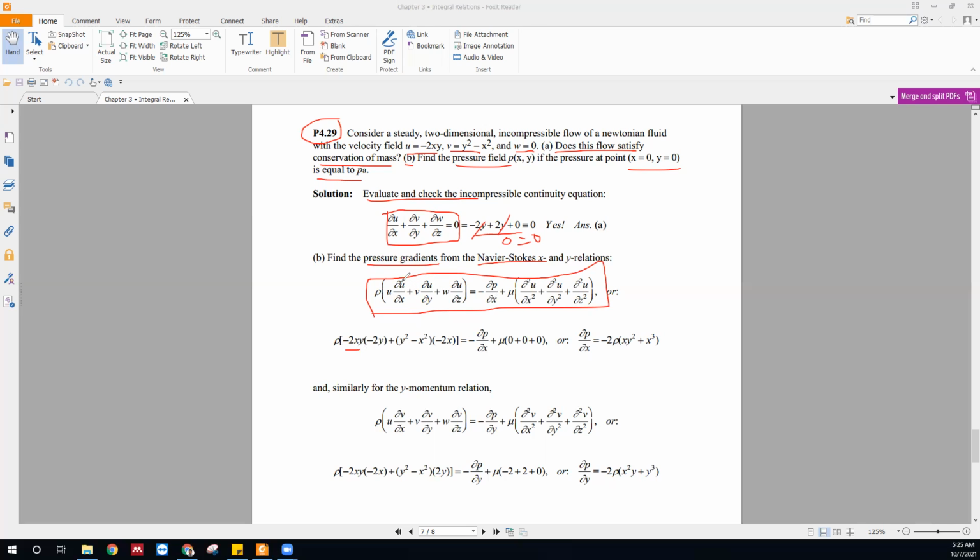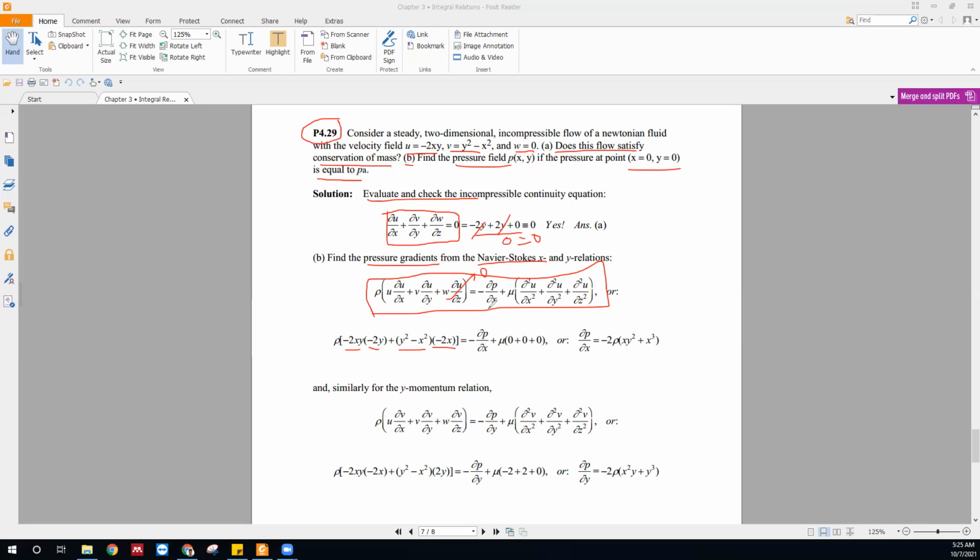Delta u by delta x: u equals minus 2xy, and its derivative with respect to x is minus 2y. So you get minus 2y. Now v is y square minus x square, so y square minus x square multiplied by delta u by delta y. Delta u meaning minus 2xy, if you differentiate it with respect to y, you get minus 2x. So that's minus 2x. Plus w, and w equals 0, so this term is 0.